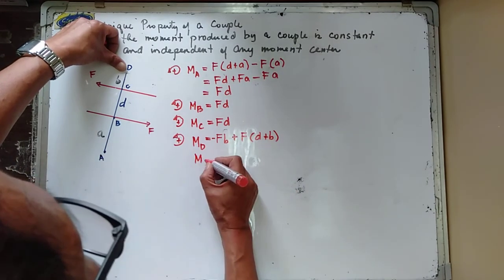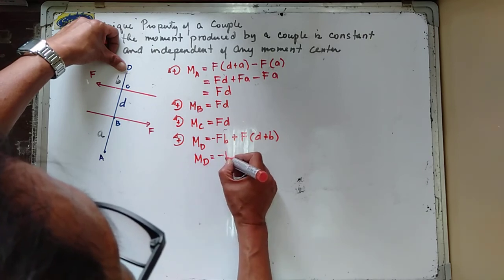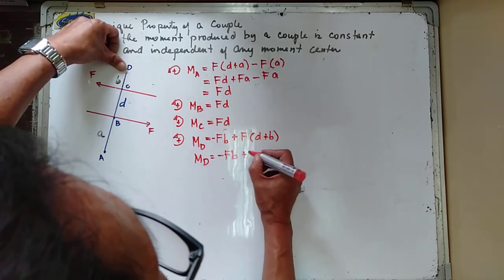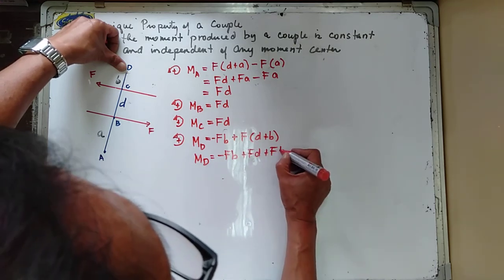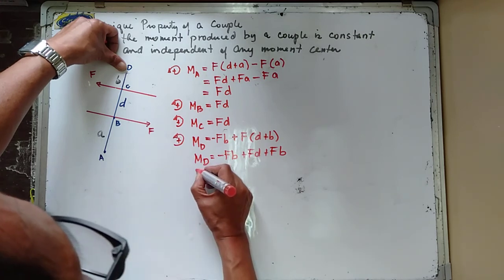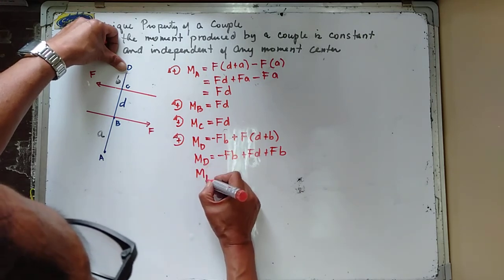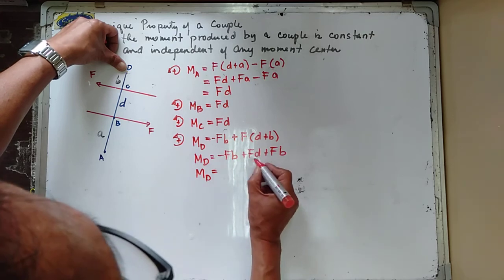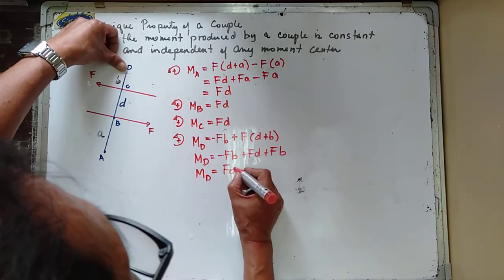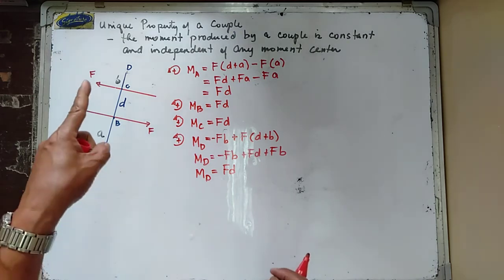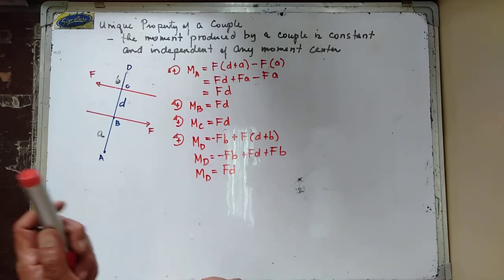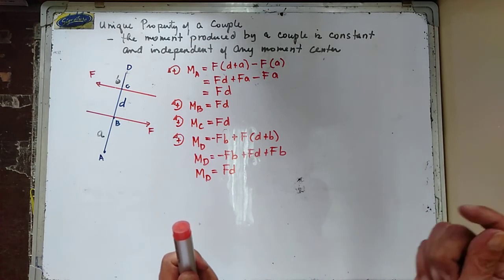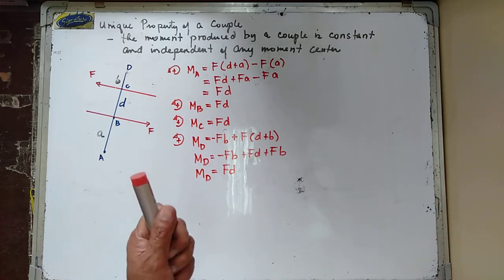And therefore, your M_D in here is equal to minus F times B plus F multiplied by D, plus F multiplied by B. Hence, the moment of the couple about point D is now equal to F multiplied by D. So that is the unique property of a couple: the moment produced by a couple is constant and independent of any moment center.